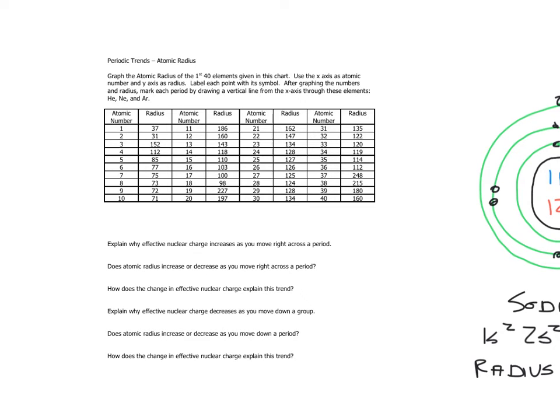What we're going to do today is, after watching some notes on effective nuclear charge, link together effective nuclear charge and the first of our periodic trends, which you looked at, which was atomic radius. So we're going to be using effective nuclear charge to explain some changes that we see in atomic radius. So I'm going to make some comparisons here.